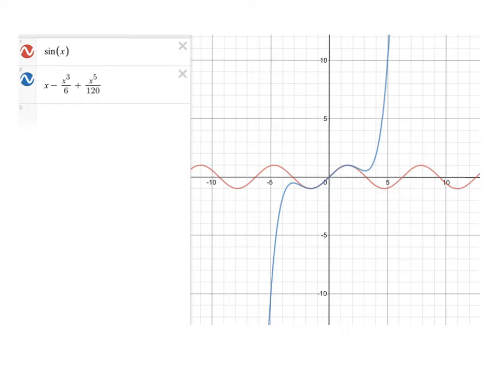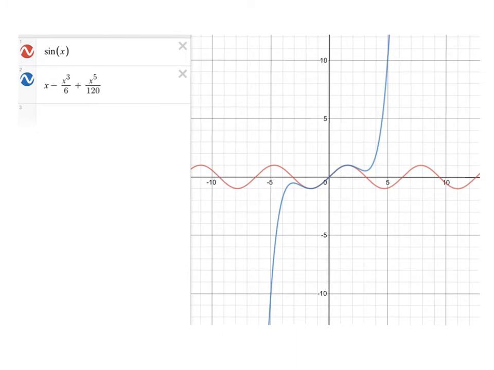So if you look here close to the origin, the blue represents x minus x cubed over 6 plus x to the 5th over 120. That 6 came from 3 factorial, and 120 came from 5 factorial. If you look right around the origin, it matches perfectly with sine of x. Now, the further we get away from its center of 0, the further it deviates. You can tell it really deviates on the endpoints here.